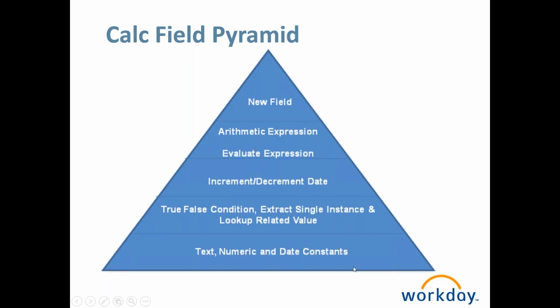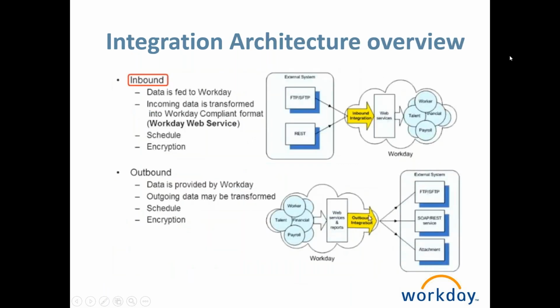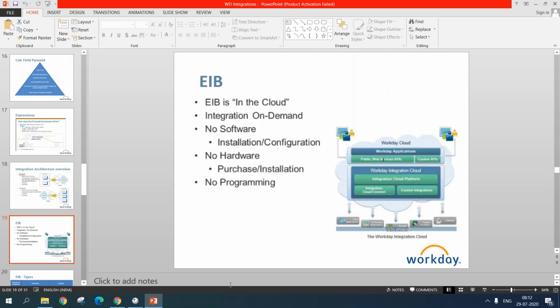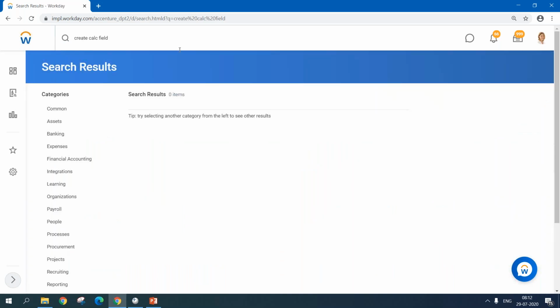Just a second. Yeah, I think we should be good. Let's go back to our tenant. Create calc field is the task. So calculated field, by the way, I'm doing a partial search here. Oh, we don't have a create calc field option here. What is this?